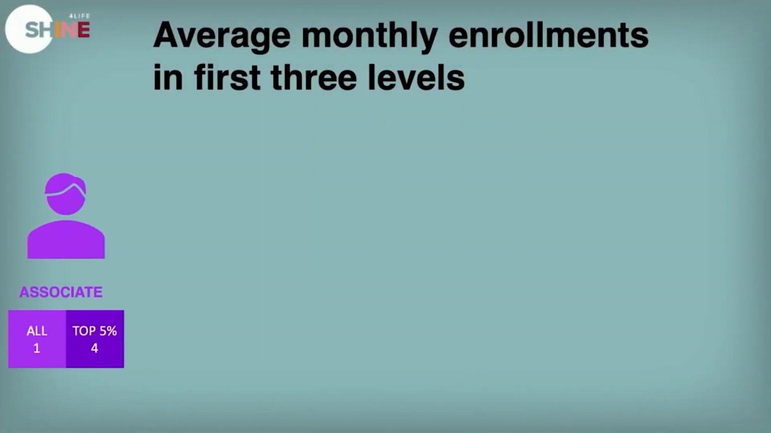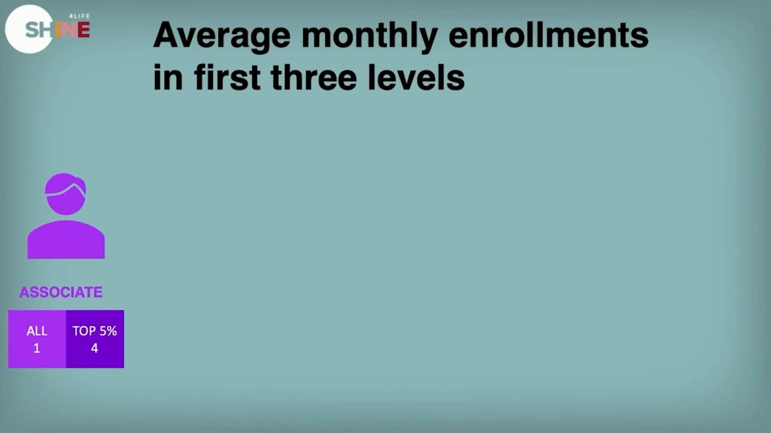As we looked at this, we found that the average associate enrolls 1 person every single month in their first 3 levels. That's important to understand that it's in your first 3 levels. These aren't all your personal enrollments. They're your enrollments, the enrollments of those on your front line, and the enrollments on their front line. And so if the average associate is bringing in 1 enrollment every month, the top 5%, they're bringing in 4 enrollments every single month.